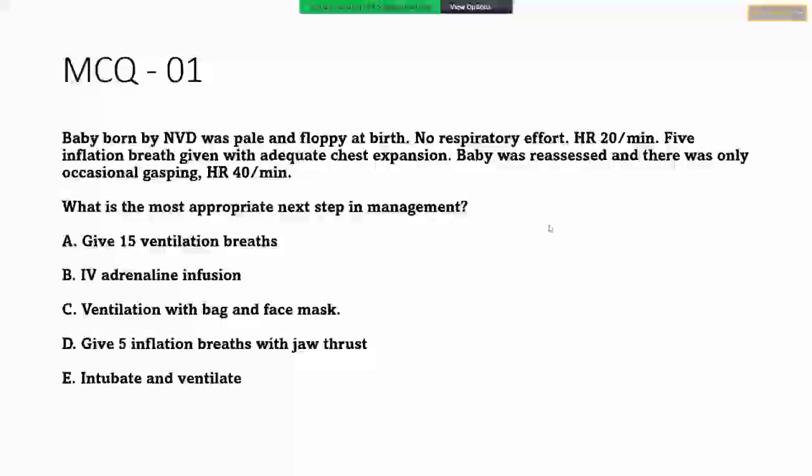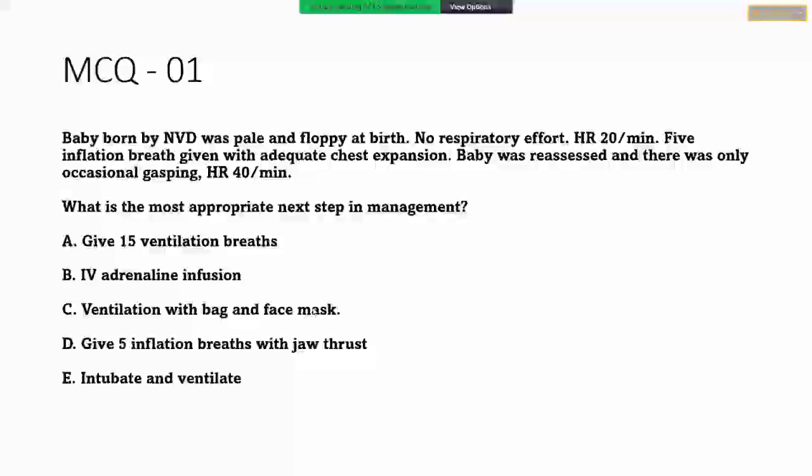So we have studied, if there's a condition like that, then we have to go for the 15 ventilation breaths, nothing else. After 15 ventilation breaths also, if the condition stays the same as given above, then we will start the chest compression at 1:3 ratio. So IV adrenaline infusion, that is the last option. We will go for that option later.